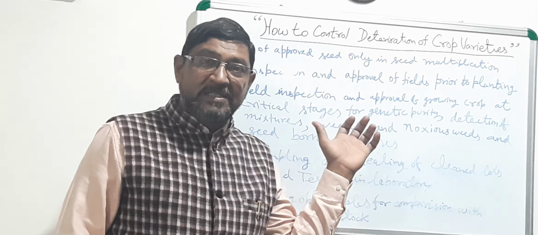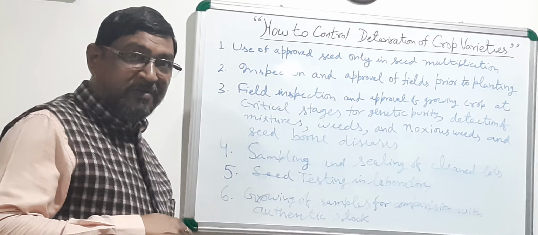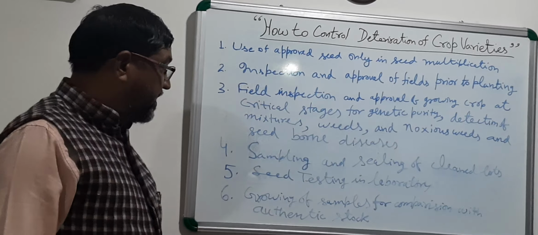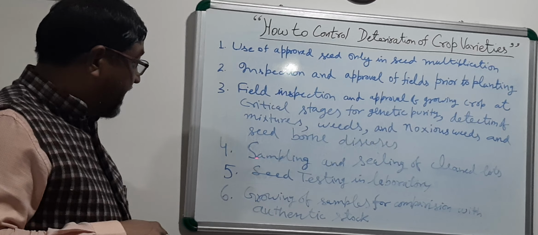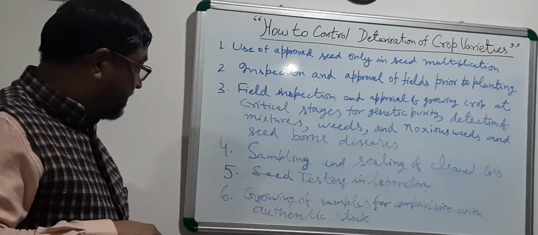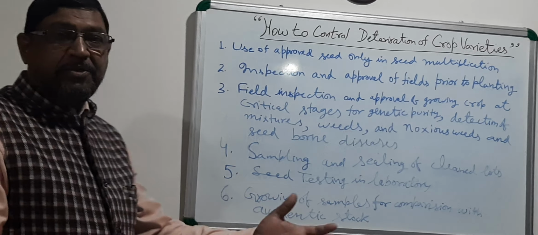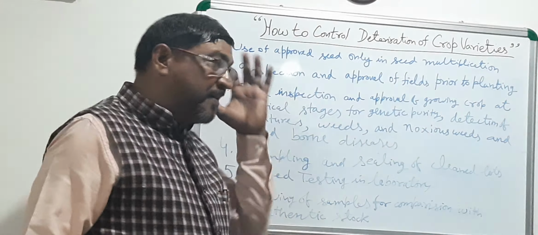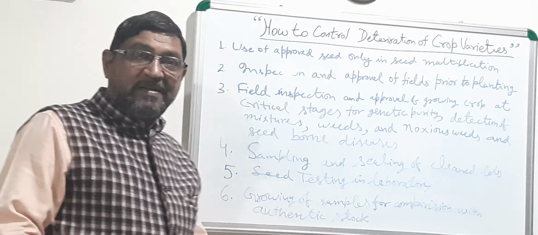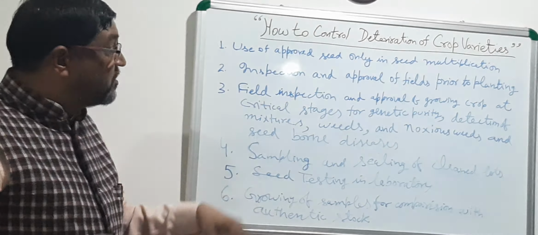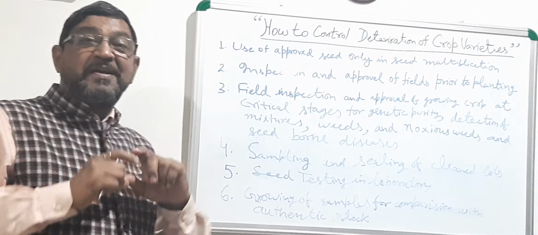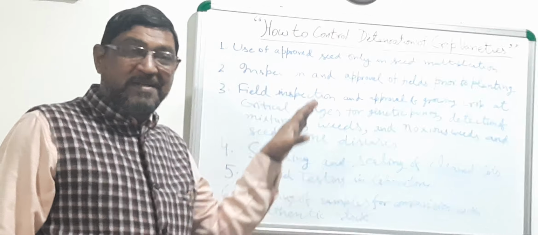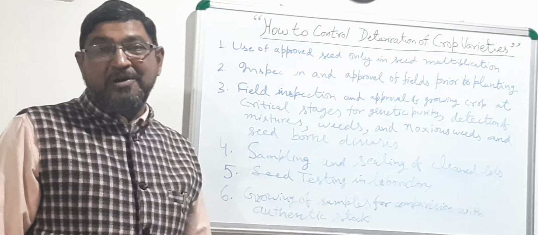In foundation seed and certified seed, the certifying agency takes care of that. Then there are sampling and sealing, which I have discussed also. So I think I have covered the steps involved in controlling the deterioration of crop varieties, meaning producing quality seed. These are the steps that have to be followed.